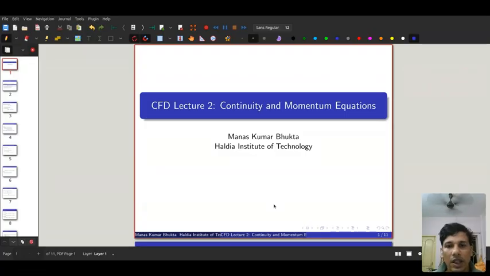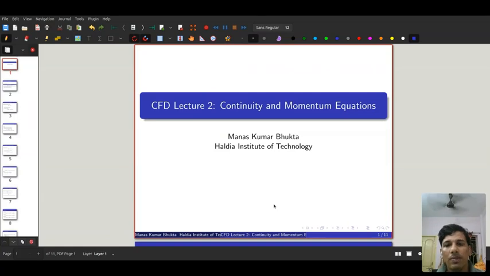Followed by that, some advanced knowledge will be acquired in the forthcoming classes. Now today we will start about the continuity and momentum equations. As you know, these two equations are based on the general concept of physical science, that is physics. I will start today's lecture by discussing the principle of mass conservation, also known as the continuity equation, and the principle of momentum equations.